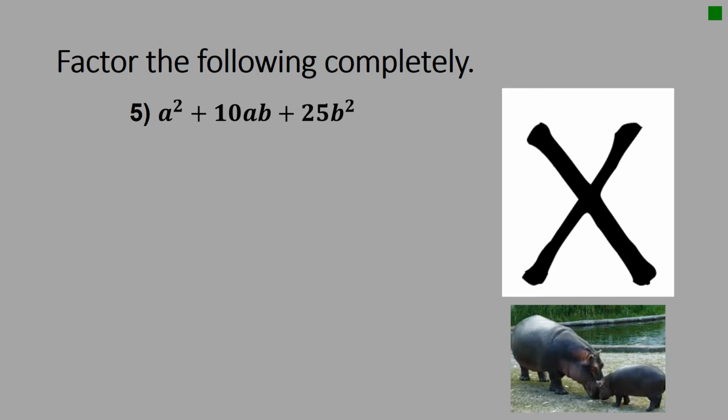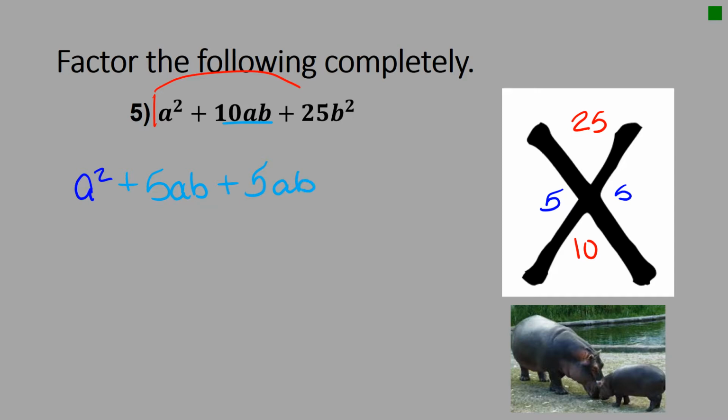That is so cute. Oh, 1 times 25 is 25, and we are looking for factors of 25 that add up to 10. It is 5 and 5. So we have a squared. Be careful on this one. It is plus 5 what? AB. Plus 5 AB. And then we go back to plus 25 b squared.